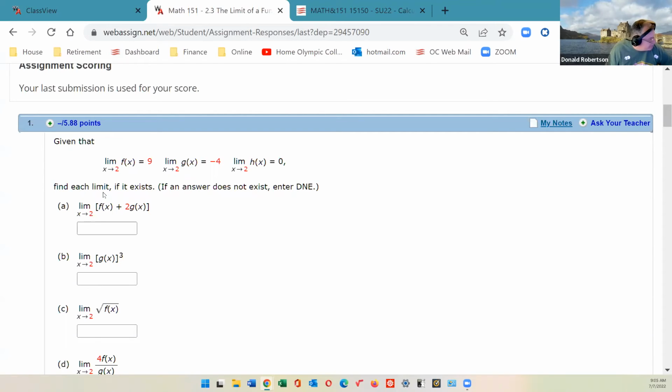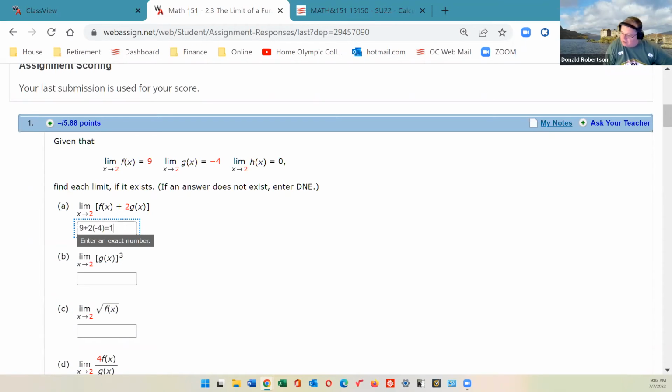Okay, so what would the limit of f of x plus 2g of x be? So imagine you just combined the functions and then you evaluated their limit. Well, I know that this guy is 9. And I'd add 2 of these guys. And that would get me 9 minus 8. That would get me 1.